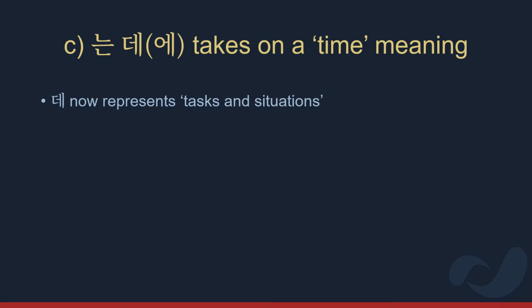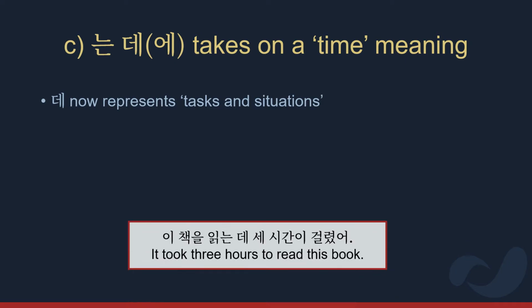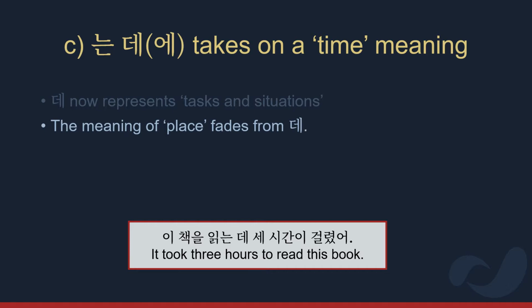When it comes to expressing tasks, der conveys the process, action, or activity at hand. Take for example, 이 책을 읽는데 3시간이 걸렸어. It took 3 hours to read this book. Here the meaning of place has faded away and now der is used to represent the meaning when it comes to. You could interpret this sentence as, when it comes to reading this book, it took 3 hours.